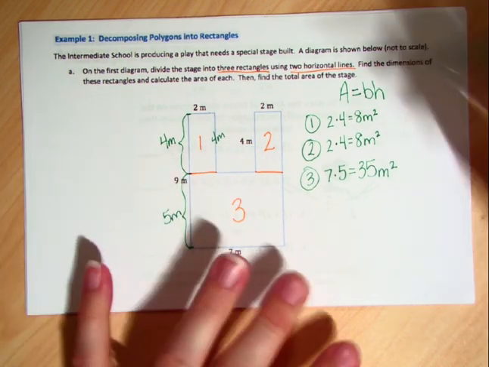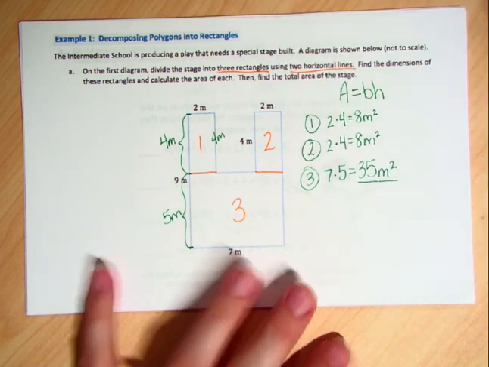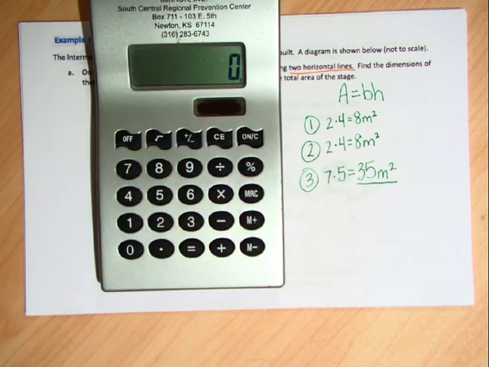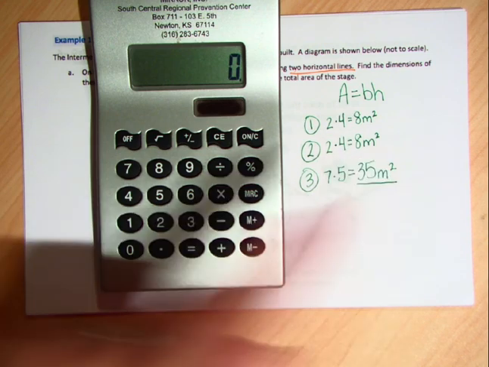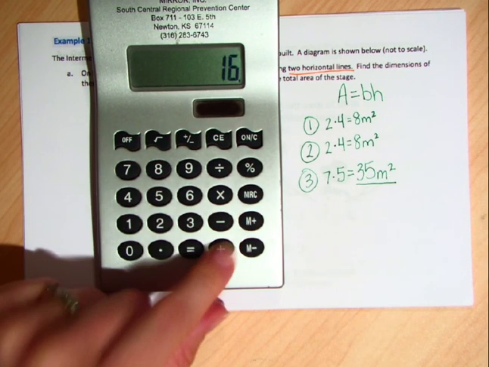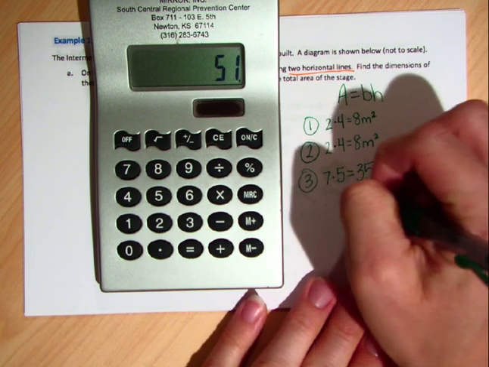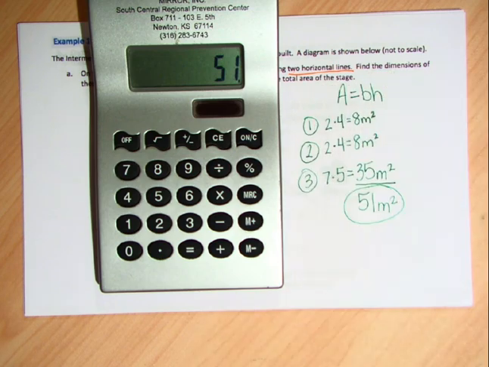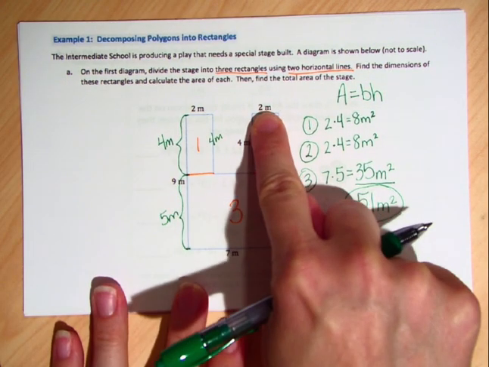Now, I found each individual rectangle's area. Now we need to find the total area of the stage. So we need to add these together. For this purpose, I'm going to bring out my calculator. This just might be a little bit easier. I know 8 and 8 is 16, so I'm going to add 16 plus 35, and I get 51 meters squared. That is the area of the whole stage here.